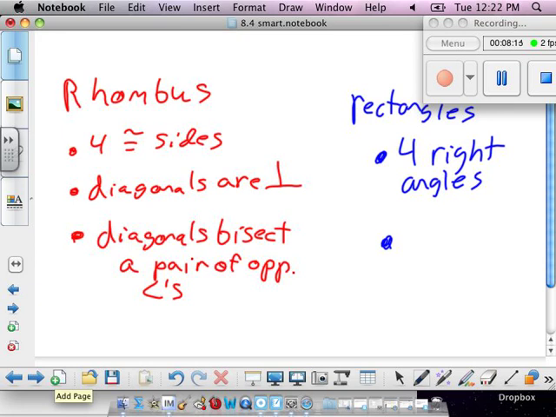What's the rectangle color? It's got four right angles, right? Who's got 813? Justin, what does 813 say on the front of the paper? Diagonals are congruent.